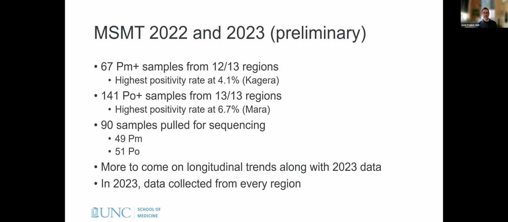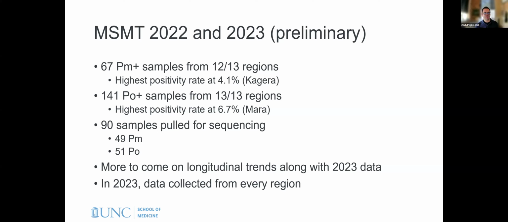So in 2022, we haven't done any of these detailed analyses, but we did find 67 samples that were infected with PM in 12 out of 13 regions. The highest positivity rate was in one of our high positivity regions from 2021, Kagera, at 4.1%. Then we had 141 PO positive samples from all 13 regions, with the highest positivity rate again being in Mara, where it was in 2021, although it is quite a bit lower at 6.7% instead of 15%. But that's still above 5% and still well worth actively surveilling.